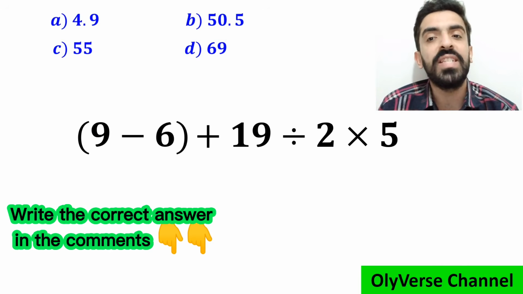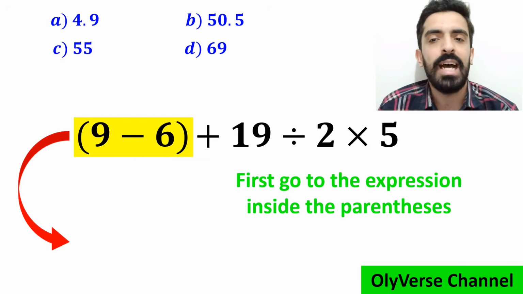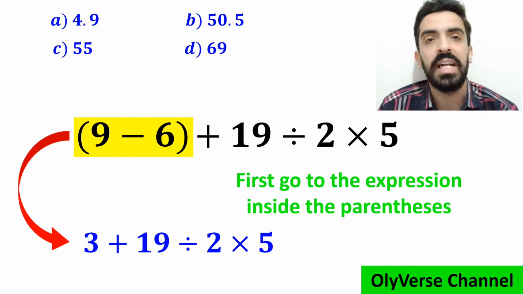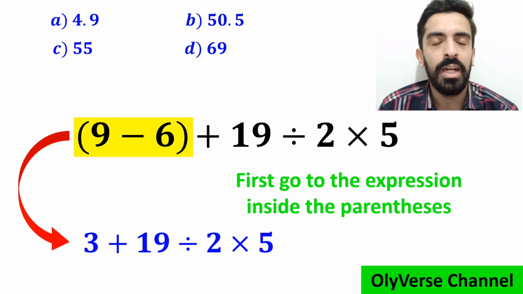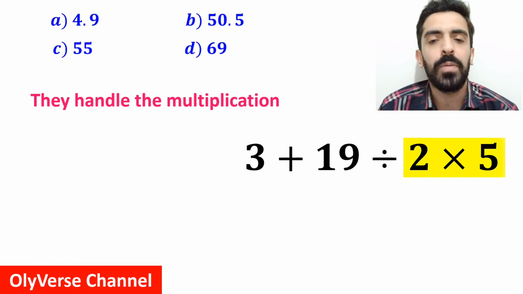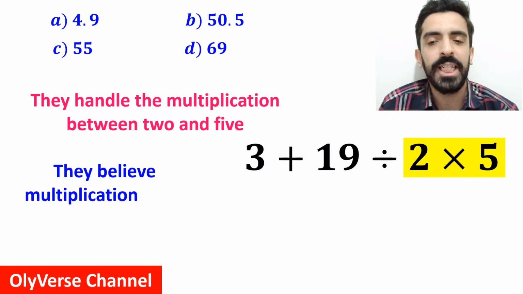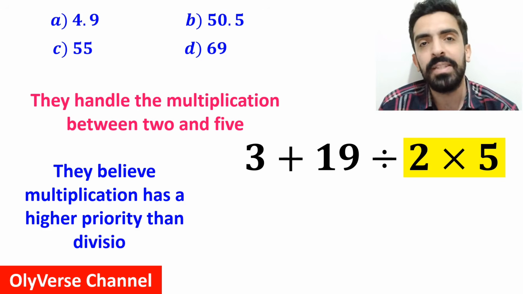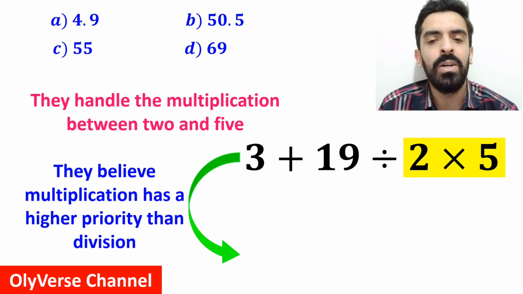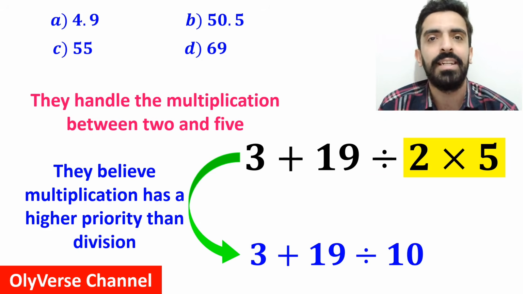Also, some other people, when solving this question, first go for the expression inside the parentheses and write this expression as 3 + 19 ÷ 2 × 5. In the next step, first they handle the multiplication between 2 and 5 because they believe multiplication has a higher priority than division. So, they rewrite this expression as 3 + 19 ÷ 10.